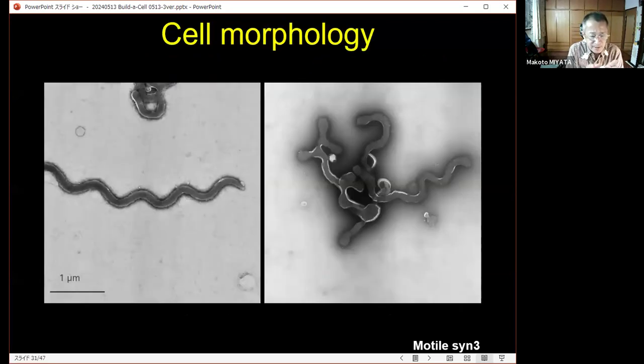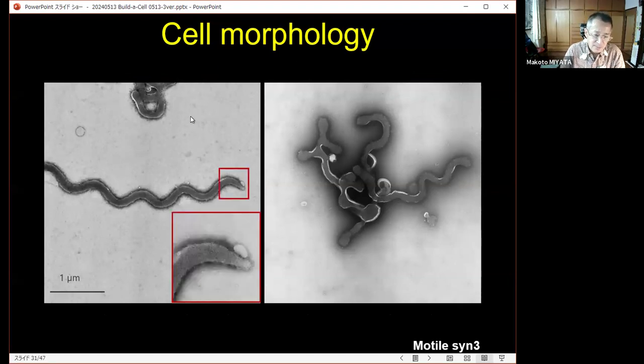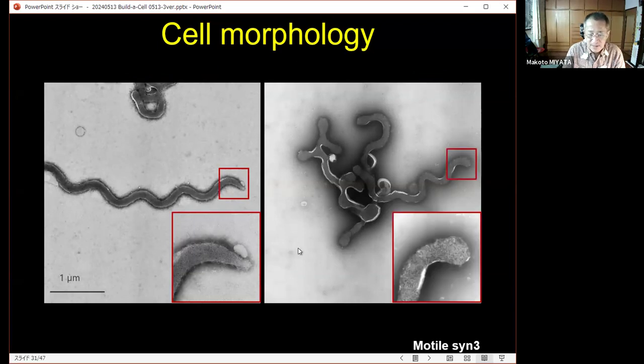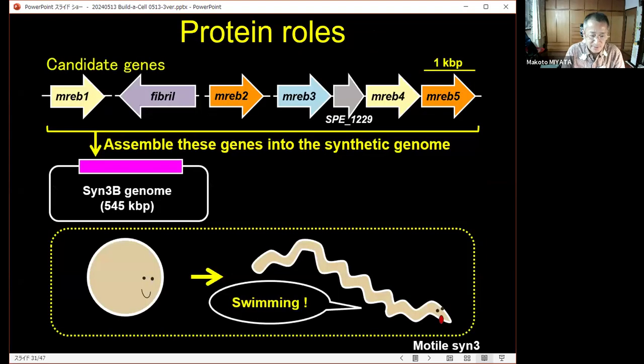So it may be related to the structure, because if we look at the spiroplasma, you can see the tapered end, but we can't see any tapered end on the swimming SYN3. So that may be one reason for the discontinuous swimming behaviors of the swimming SYN3.